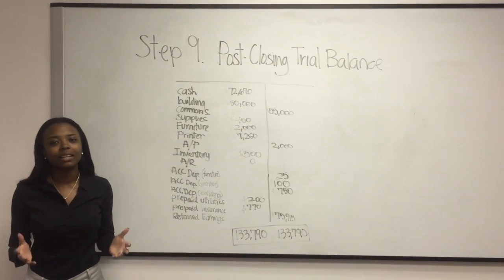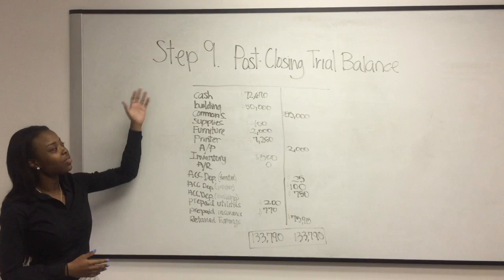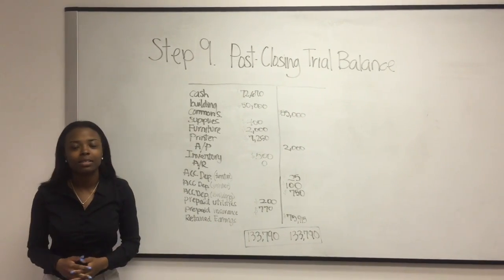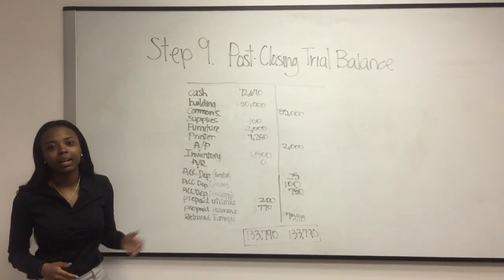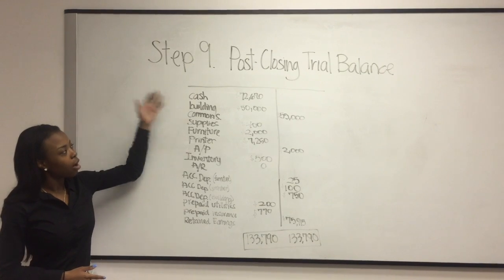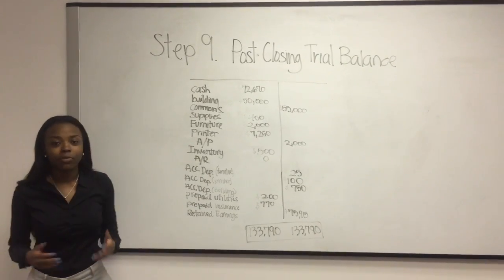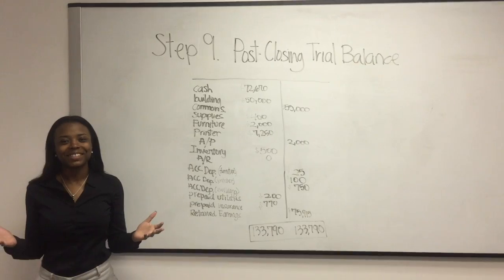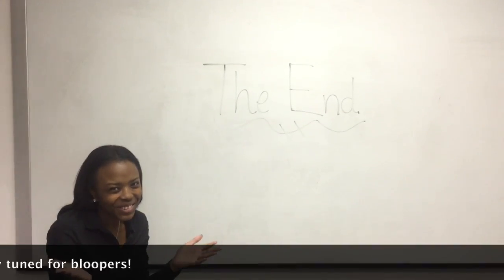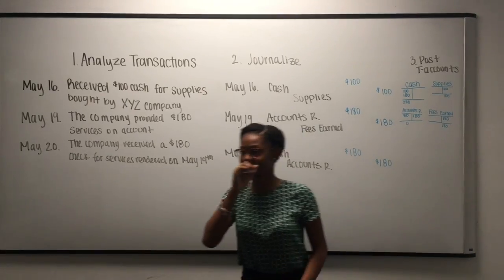Okay, so last but not least, we have the 9th step, which is the post-closing trial balance. This step includes all of the permanent accounts. And once you include all of your permanent accounts, you will finally get the ending balance. And that's all, folks.